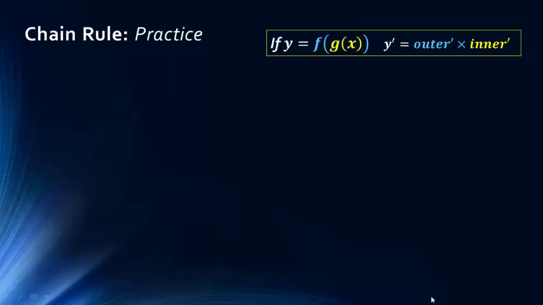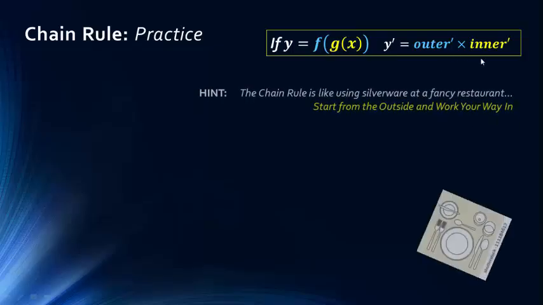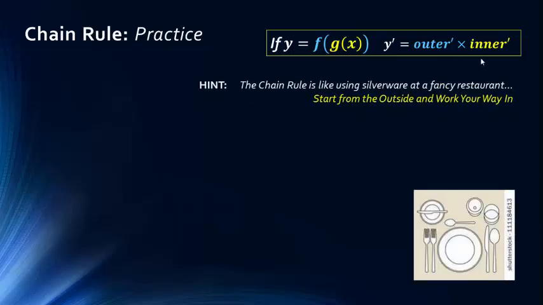So it's probably hard to follow along by audio, by sound versus by sight. I'm a much more visual learner than audio learner. Okay, so again, here's where I'm talking about take the derivative of the outer times the derivative of the inner. So the chain rule is like using silverware at a fancy restaurant. Start from the outside and work your way in.